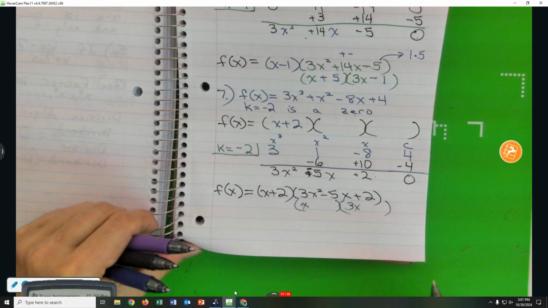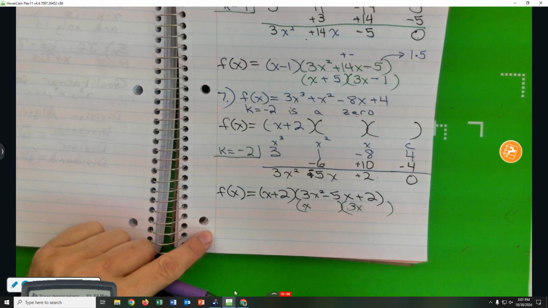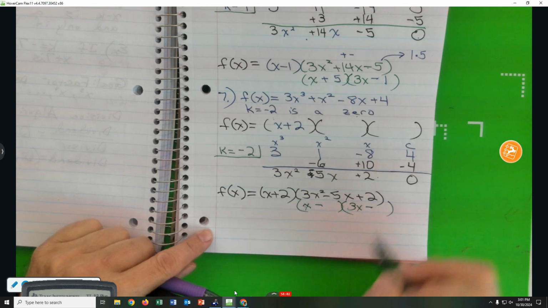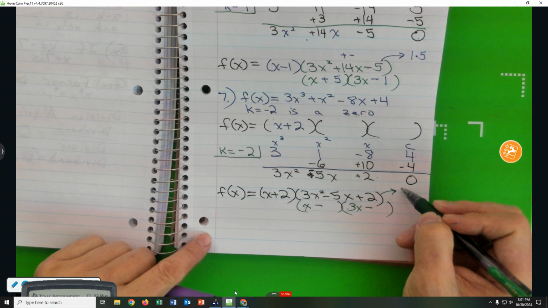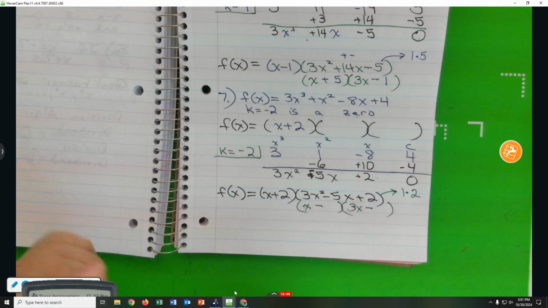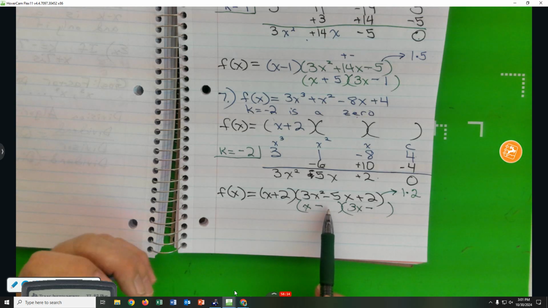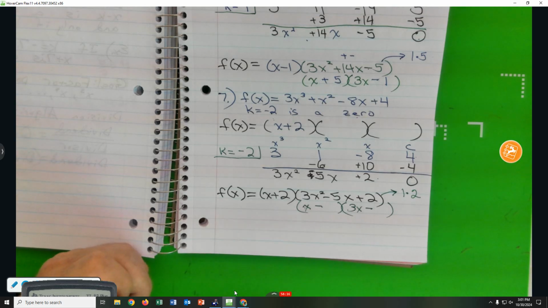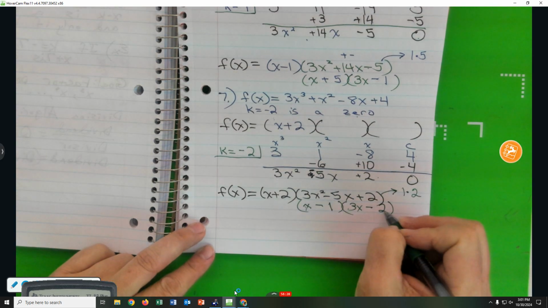Okay, the last sign's a plus, so they're both negative. And then 2, there's only one pair of positive integers, 1 times 2. Play it out in your head. In order to get back that negative 5x, what needs to go after the x minus, the 1 or the 2? I agree. The 1 goes there, the 2 goes there.